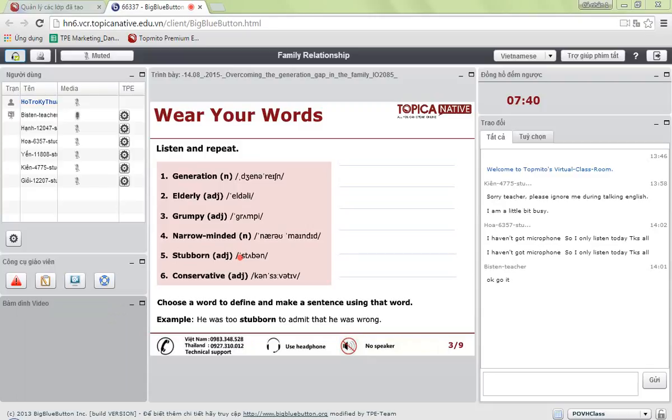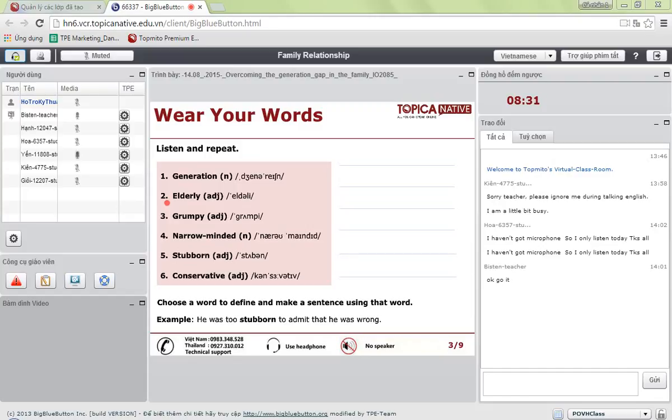The words are generation, elderly, grumpy, narrow-minded, stubborn, and conservative. All right, so we're starting with Yen. Yen, can you please read for us all the 6 words and then define one of them? Okay. Generation, elderly, grumpy, narrow-minded, stubborn, conservative, and I define the word stubborn.